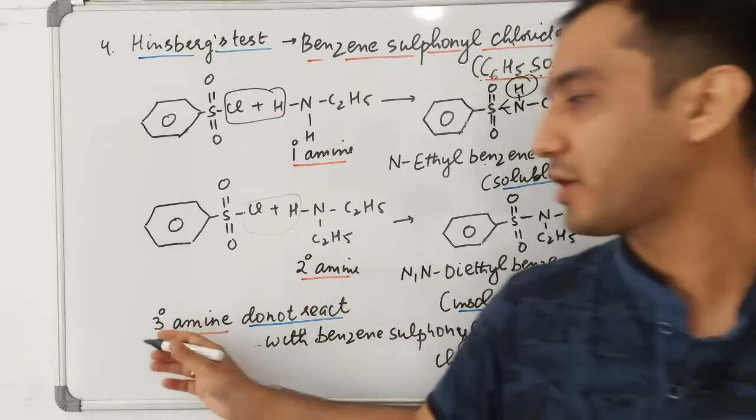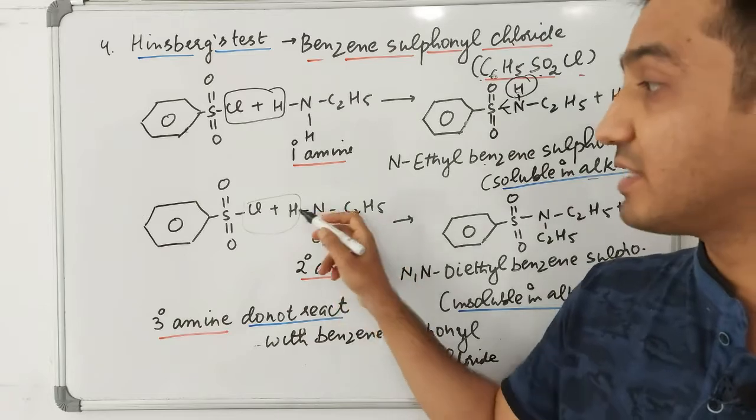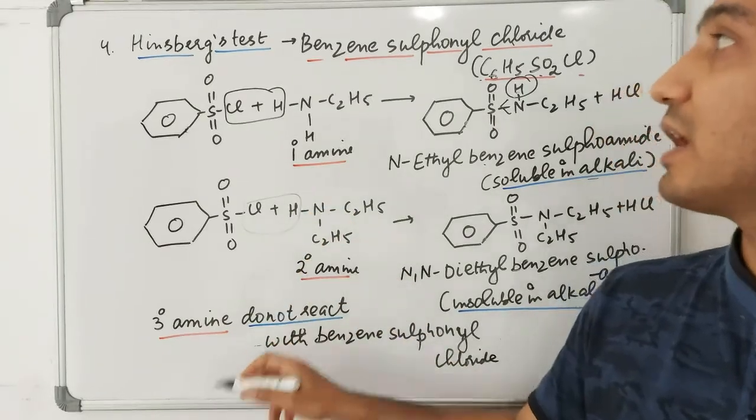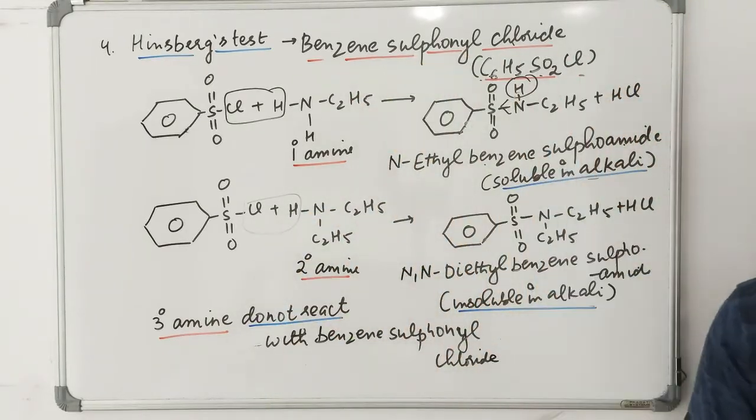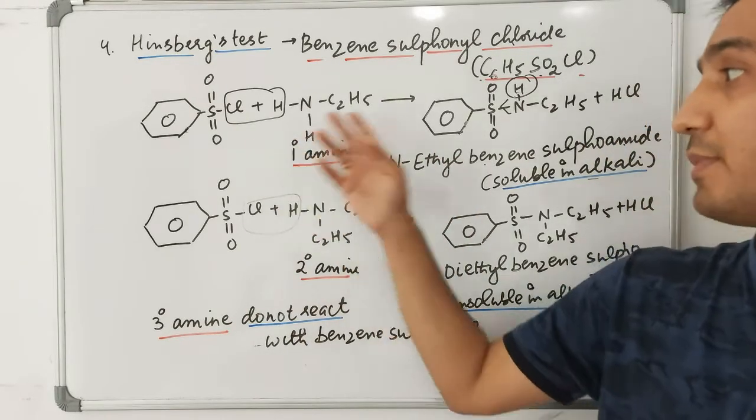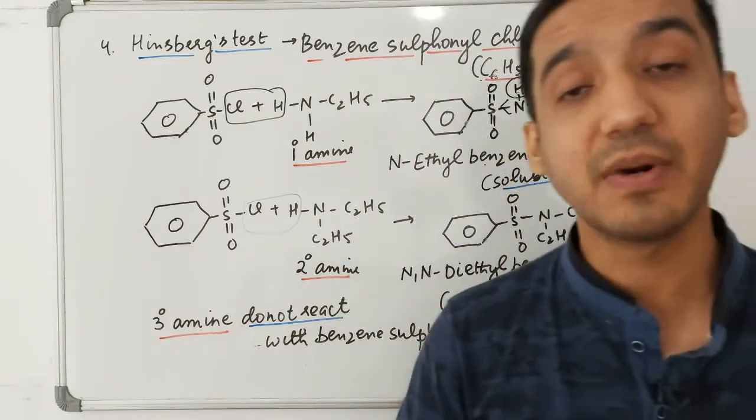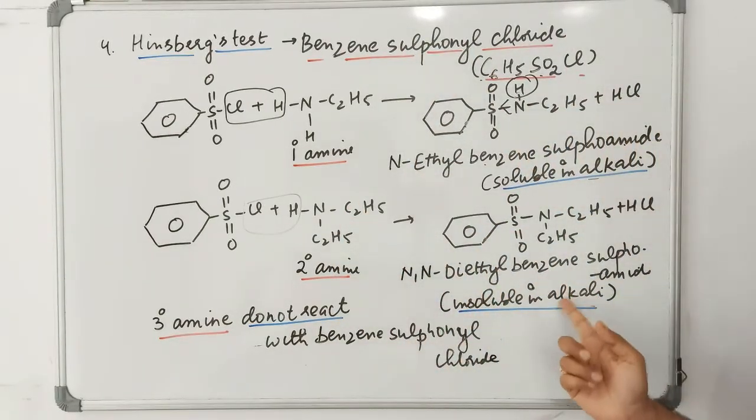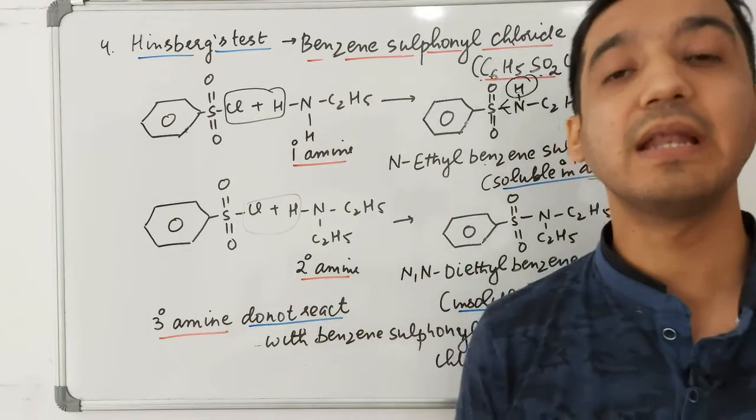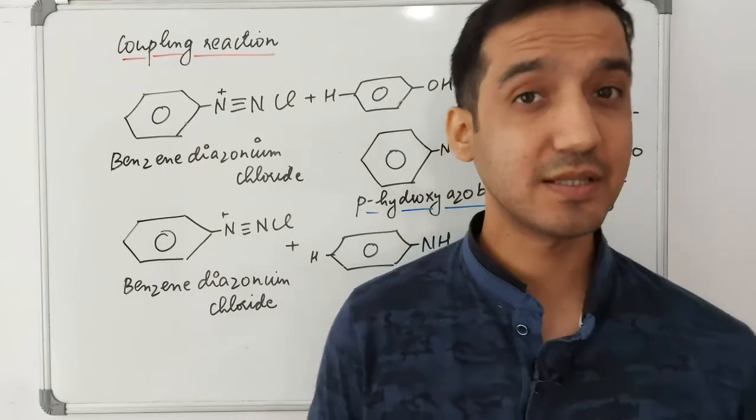And the tertiary amine will have C2H5 groups on all three sides. There is no hydrogen, so it cannot react with the benzene sulfonyl chloride. So this is the test for detection of primary, secondary and tertiary amines. Primary will react with the benzene sulfonyl chloride and will dissolve in alkali. Secondary will react but is not dissolved in alkali, but the tertiary amine does not react with the benzene sulfonyl chloride. The next important reaction is the coupling reaction.